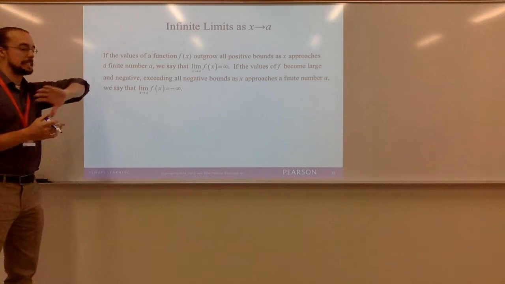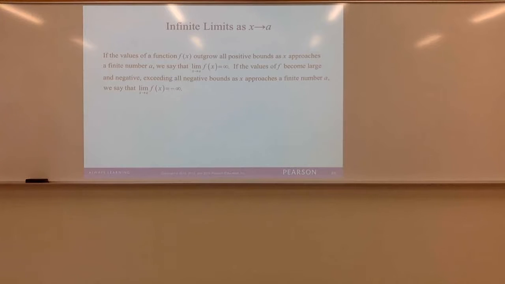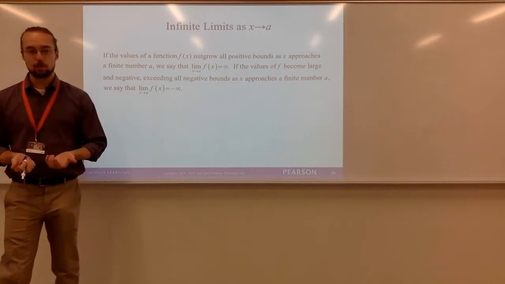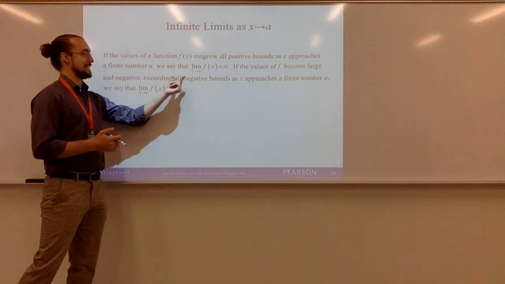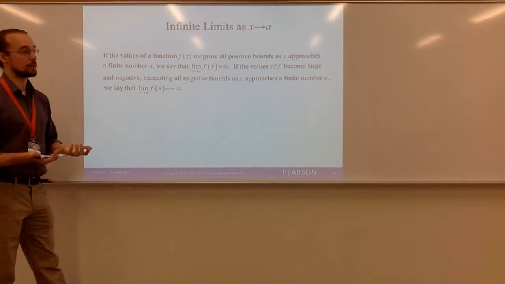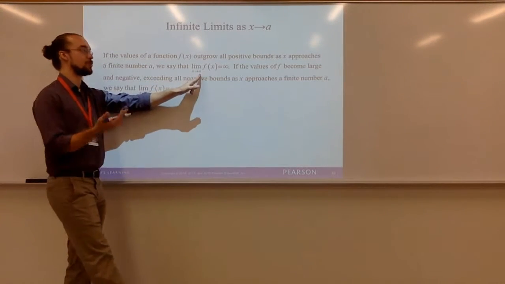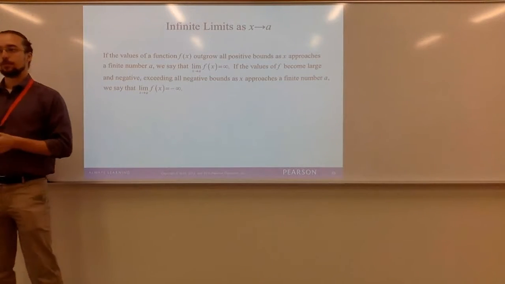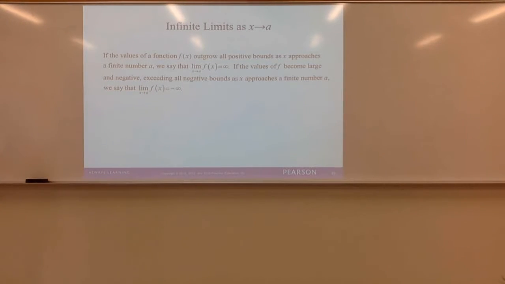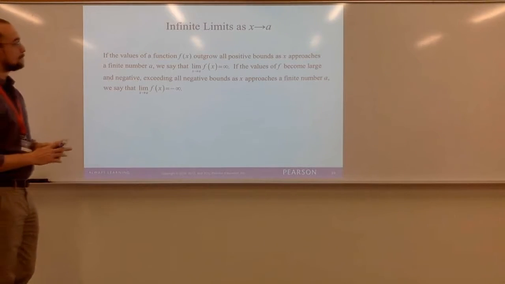So today we're going to talk about infinite limits as x approaches some value. This just means we're talking about vertical asymptotes. In some instances, we will have something like the limit as x approaches 2 of our function equals infinity, or negative infinity. If we're going up forever, it's positive infinity. If we're going down forever, it's negative infinity.